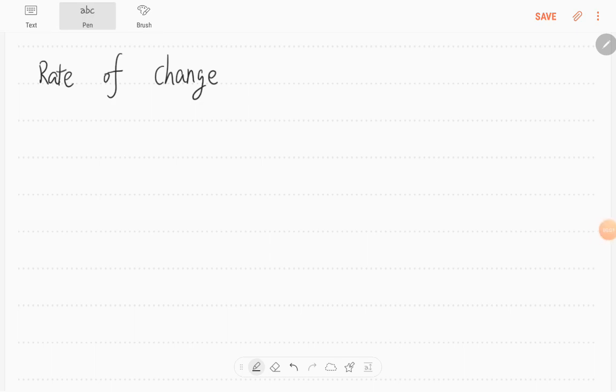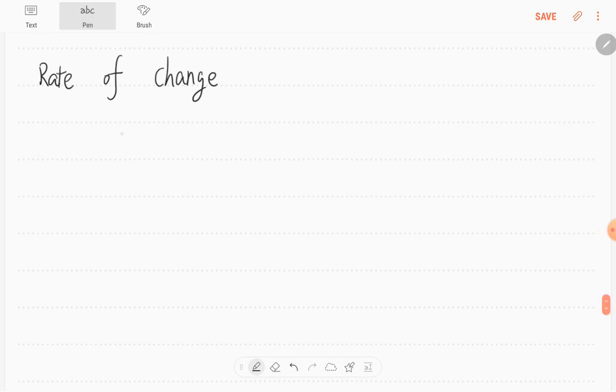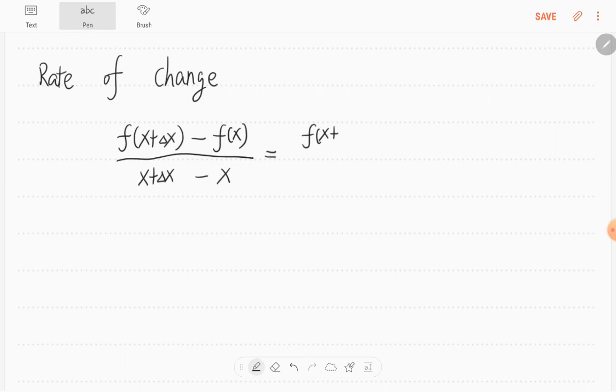Now we want to talk about the topic of the rate of change. So we know that the difference quotient, which is given by f of x plus delta x minus f of x divided by x plus delta x minus x, which is equal to f of x plus delta x minus f of x over delta x. So this is the difference quotient.